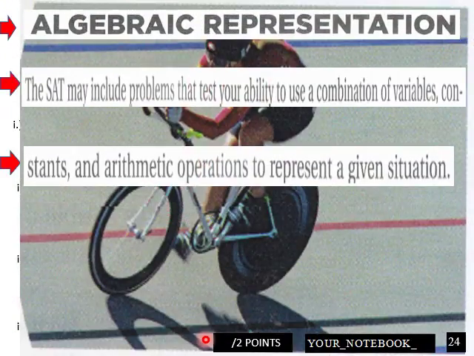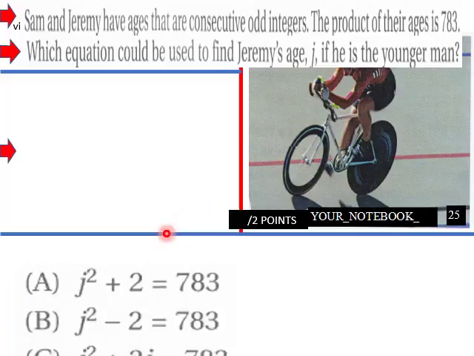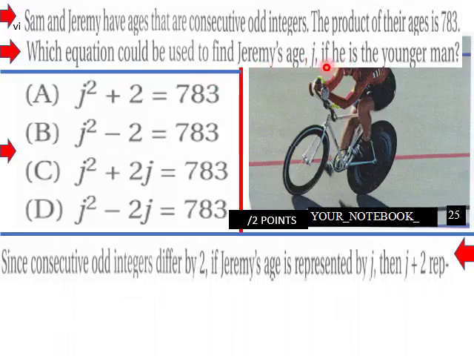Algebraic representation. That leads us to this. Sam and Jeremy have ages that are consecutive odd integers. This would be the way that we would construct this. The product of their ages is 783. Which equation could be used to find Jeremy's age? J, if he is the younger man.